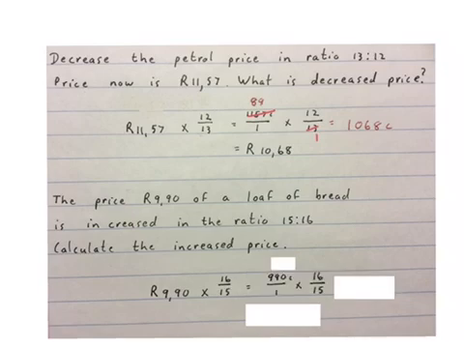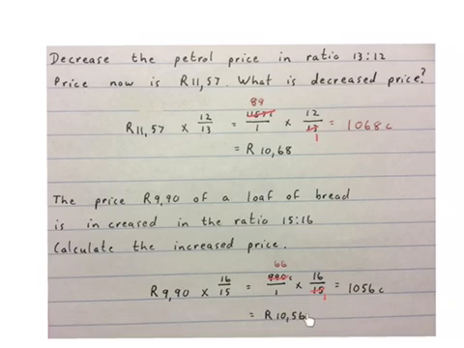If you're not allowed to use a calculator, you change everything into fractions, and you change the 9 Rand 90 into 990 cents. Then you can cancel. 15 goes in here once, and 15 goes in there 66 times. 66 times 16 will give me 1,056 cents. Convert that back to rands because we don't want so many cents in an answer. So we write 10 Rand 56.